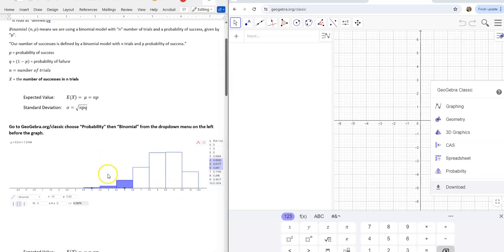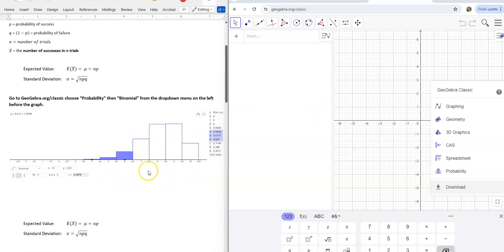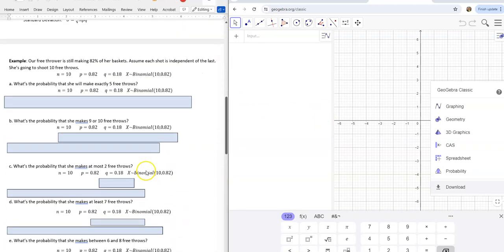What I have here is a picture of GeoGebra, and you can see over here they give you those two values. So you really never have to calculate that, but I'll show you how to do it in case you don't want to use GeoGebra. This is a picture of a binomial model in GeoGebra. To get to that, we would go to GeoGebra.org/classic and then choose probability and then binomial. I'm going to do that over here on the other side of the screen in a second, but that's what we're going to do as we answer these questions.